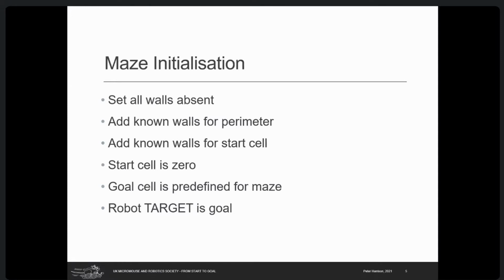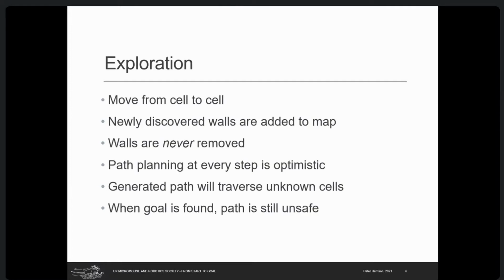So far, so good. How does the mouse explore? Well, it has to move from cell to cell. Every time it encounters a new cell, the walls must be added to the map. And something which is often overlooked, for me at least, walls never get removed. They're only added. If you see a gap, you don't say, oh, there used to be a wall, but now there isn't. It's simpler to just always add them in.